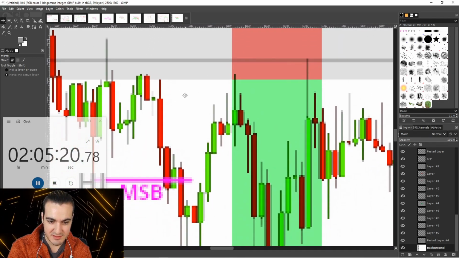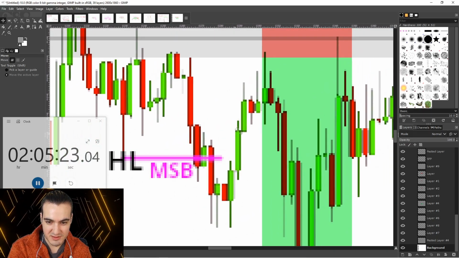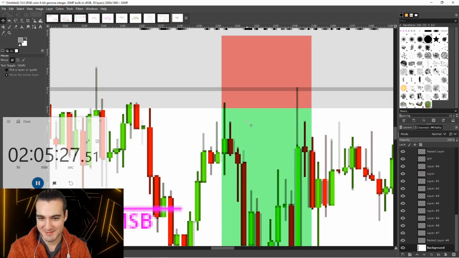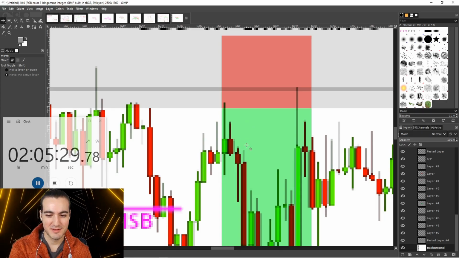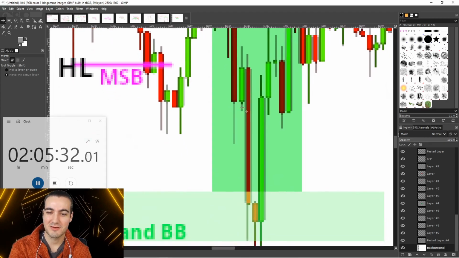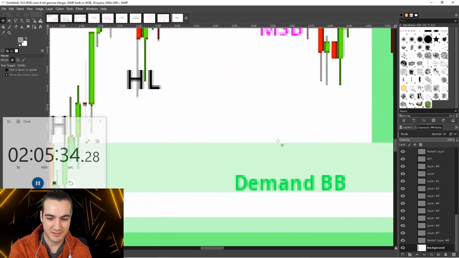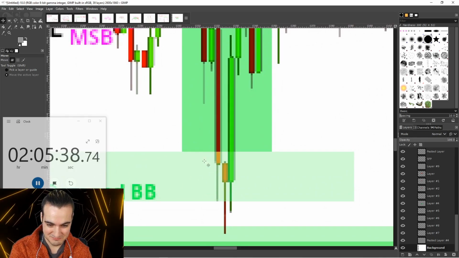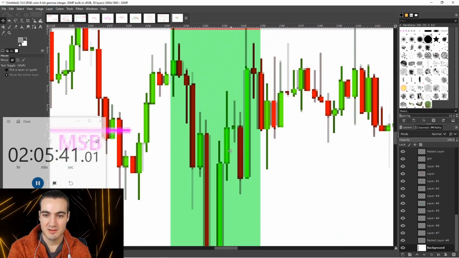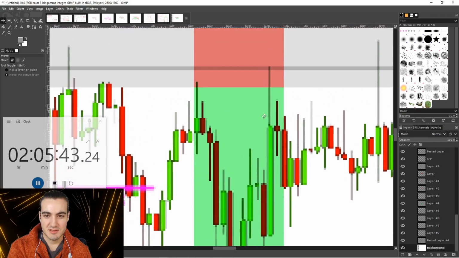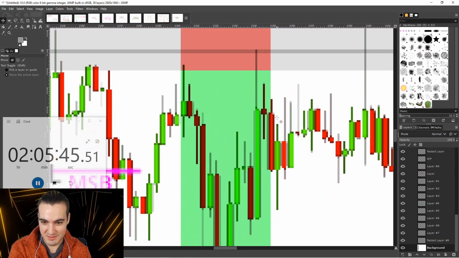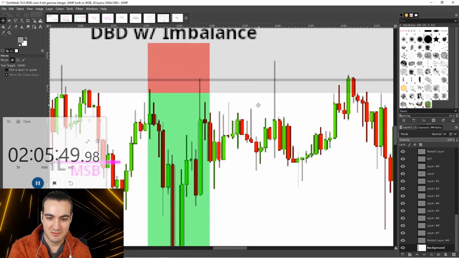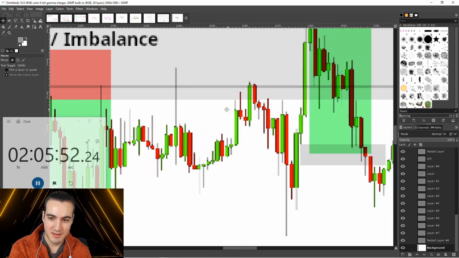We can see it comes up, tags our entry where we would have placed it. Pinky swear I would have done that. And then our take profit would have been down here at this demand breaker block. And it goes a bit lower, but I probably would have put it at the top, just because. And then we're in this consolidation.